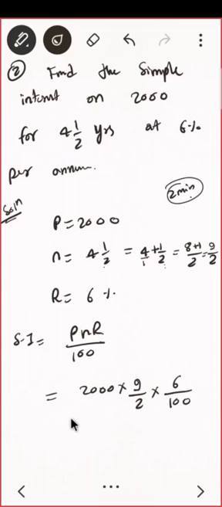Okay, just complete this. What will come? Zeros cancel. This 2 will be cancelled with 10. Yeah, 540. Nice. Correct, yes. Okay, so let us do some more problems.